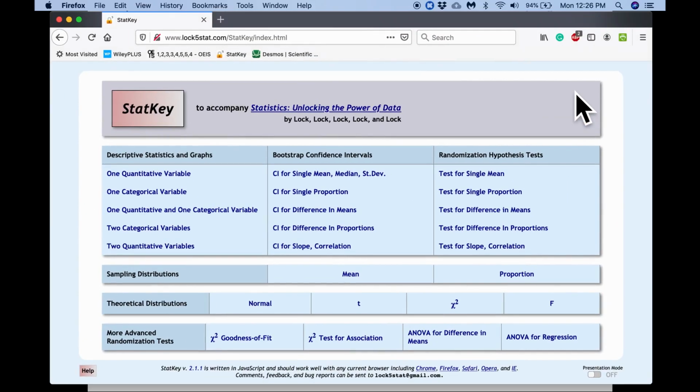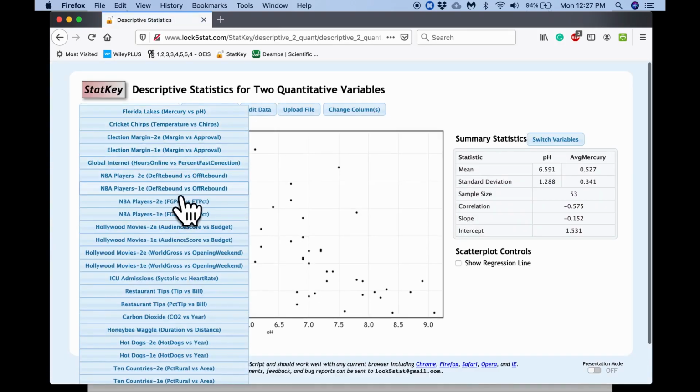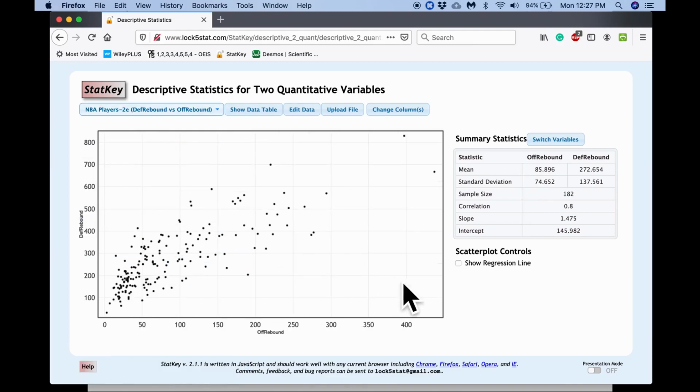Now we need to be careful at this point. We're looking at two quantitative variables, interactions between two quantitative variables. So we're going to select that, and then we're going to pull in the file, NBA players -2e def rebound versus off rebound. And here's the display. Now let's get comfortable with what's being displayed to us here.